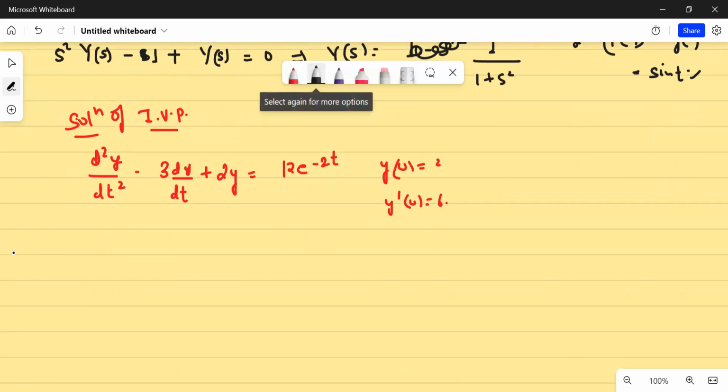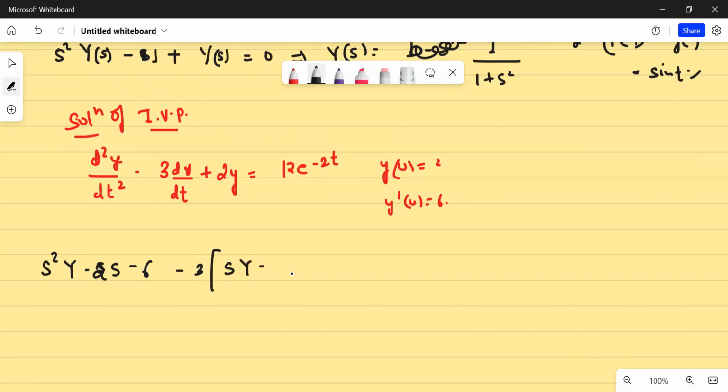Then how to find the solution for this using the Laplace transform method? So I'll take a Laplace transform on both sides. And if I take the Laplace transform, I'll now write it as s square Y minus s into y of 0, which is simply 2s, and then minus y dash 0, which is simply 6. And then what is the Laplace transform of dy by dt? It is equal to s into Y(s) minus y of 0. What is y of 0? It is simply 2, plus 2 times the Laplace transform of y, which is simply capital Y. And what is the Laplace transform of the right side? This will be 12 upon s plus 2.